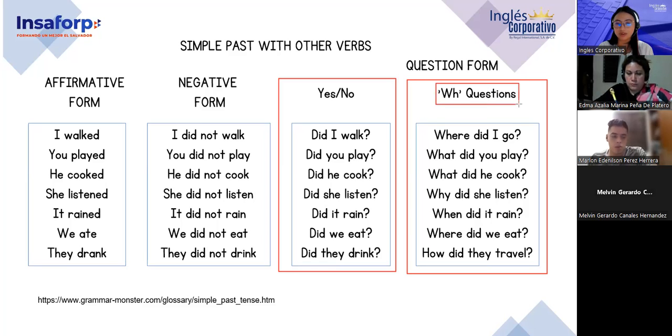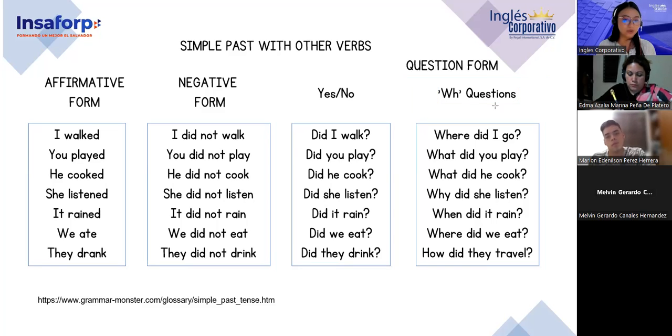WH questions. Where did I go? I need to get information from people, or who is giving a response is going to give me the information, right? So that is a group of WH questions. What is the conclusion? ¿Qué podemos concluir de esto? Affirmative form in the simple past with other verbs, we don't need the use of an auxiliary. Negative and question form, we need to include the use of did. Verbo auxiliar en pasado. Did and did.